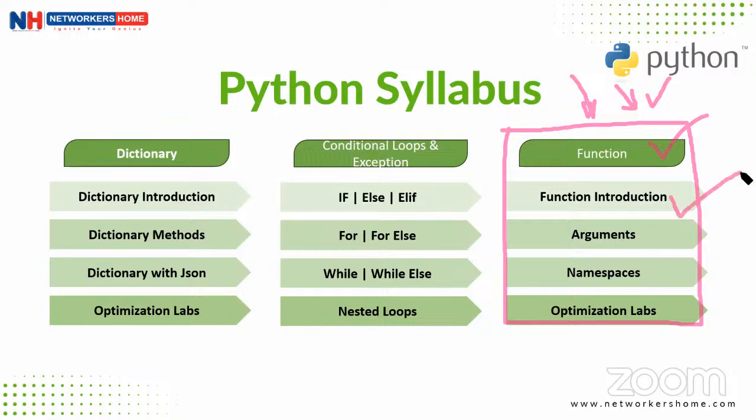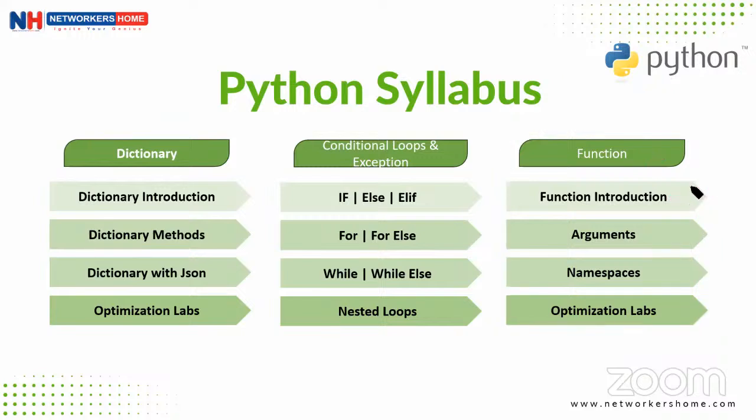So we'll understand what a function is. We'll pass arguments to it in different ways. We'll use namespaces there and we'll optimize for that. Okay, so we'll understand functions in this way.